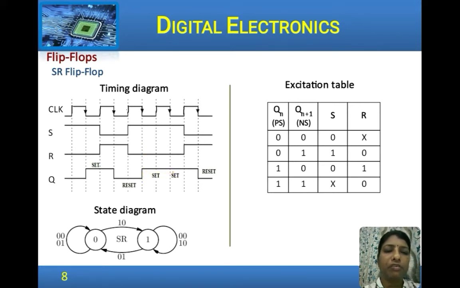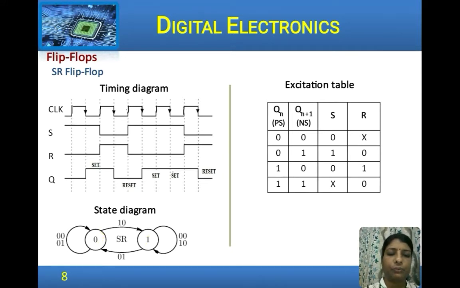So, irrespective of the changes that happen in between clock transitions, the output changes based on the values of the input during the time when the clock transition occurs. Next, looking into the state diagram. The flip-flop has two stable states, 0 and 1.